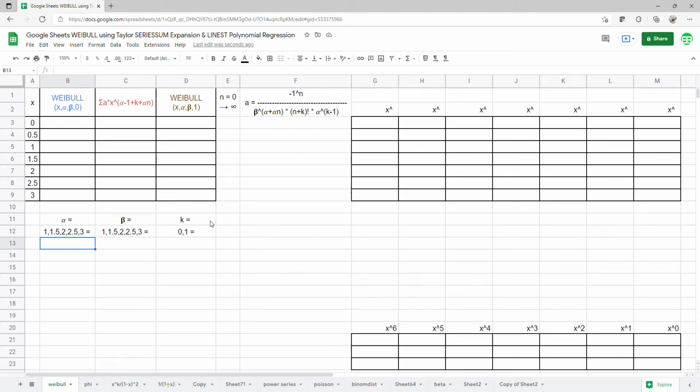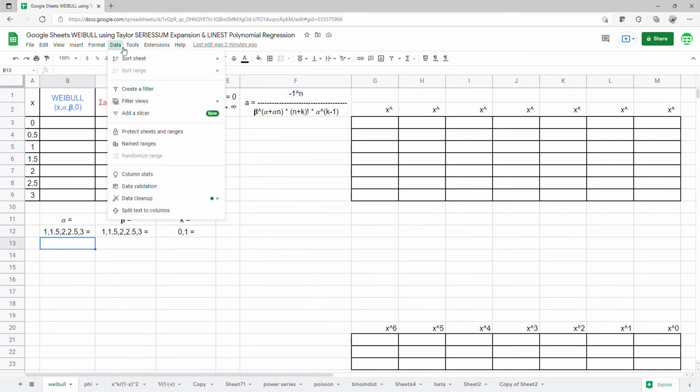In this video, we will use the Taylor-Maclaurin series sum expansion to generate a trend line of the Weibull probability density function and cumulative distribution function. Our values of beta will be from 1 to 3.